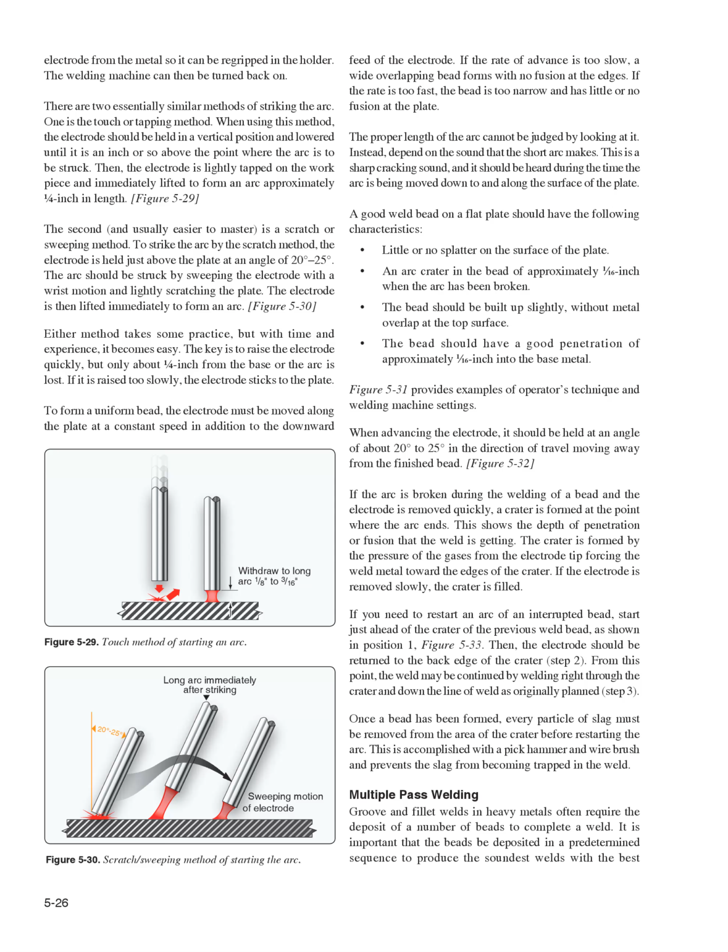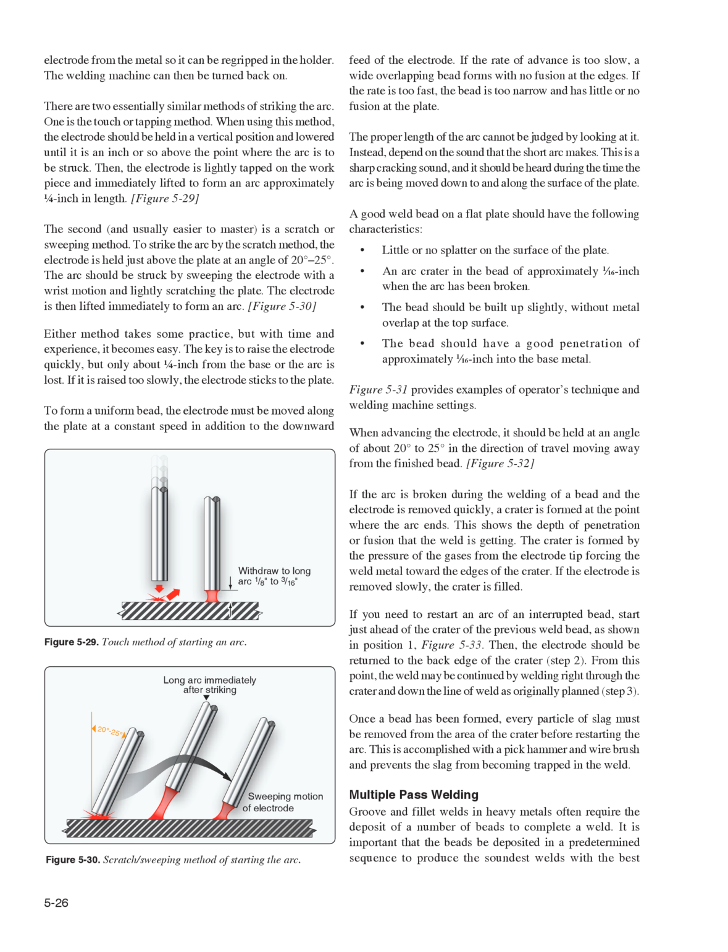When advancing the electrode, it should be held at an angle of about 20 to 25 degrees in the direction of travel, moving away from the finished bead. Figure 532. If the arc is broken during the welding of a bead and the electrode is removed quickly, a crater is formed at the point where the arc ends. This shows the depth of penetration or fusion that the weld is getting. The crater is formed by the pressure of the gases from the electrode tip forcing the weld metal toward the edges of the crater. If the electrode is removed slowly, the crater is filled.